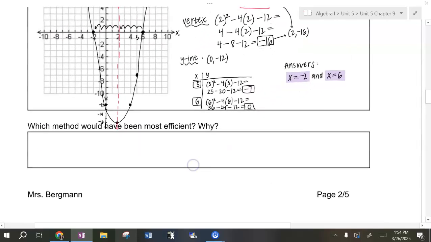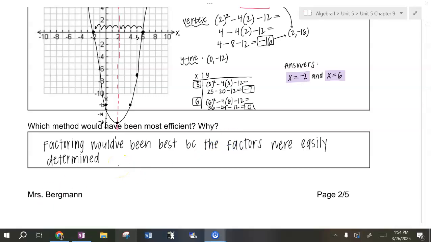Which method would have been most efficient and why? Factoring would have been the most efficient because the factors were easily determined. We easily figured out that the factors would have to be x plus 2 and x minus 6. So since those were easily determined, factoring definitely would have been the most efficient method.